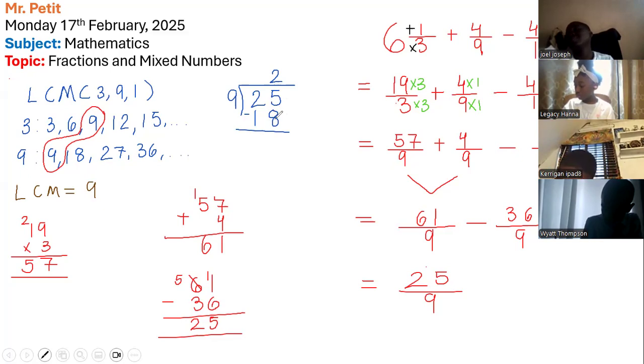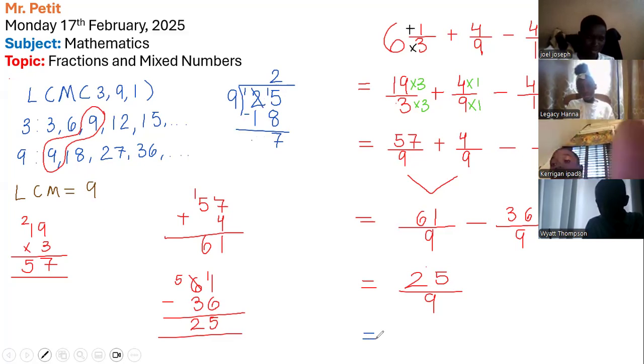We do 5 minus 8. We can't do that, so we have to go here and do 1. It's gonna be 15 minus 8. 8, 9, 10, 11, 12, 13, 14, 15. That'll be 7. I have my answer, Mr. Petit. What are your answers? 2 and 7 over 9. Mine's 2 and 7 over 9. Anyone else? I got that too.